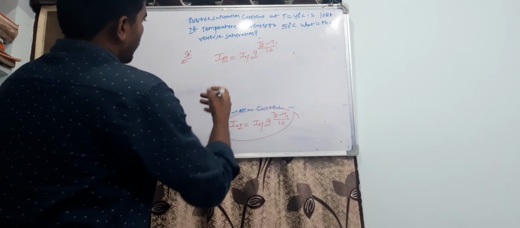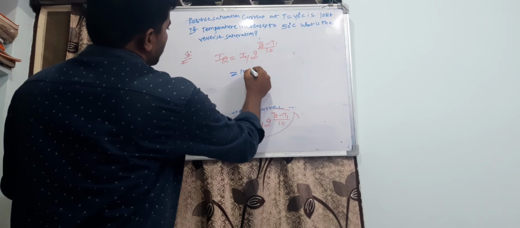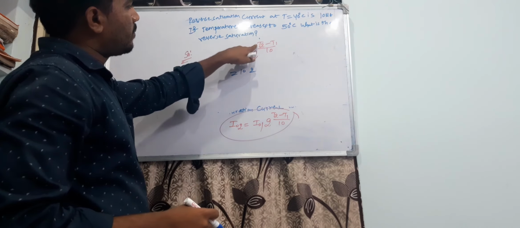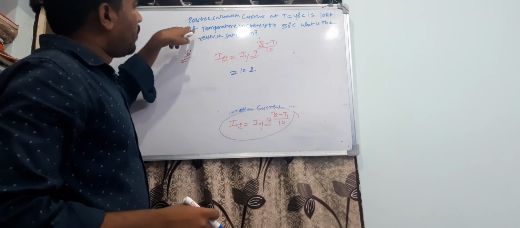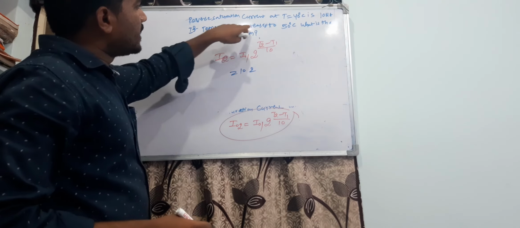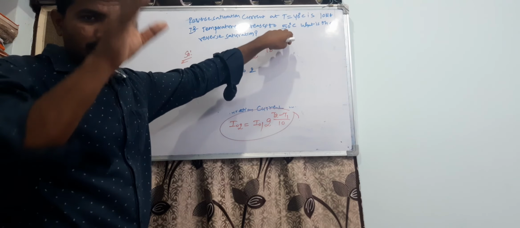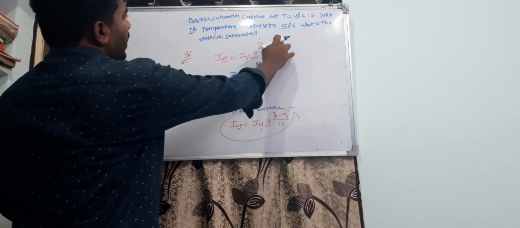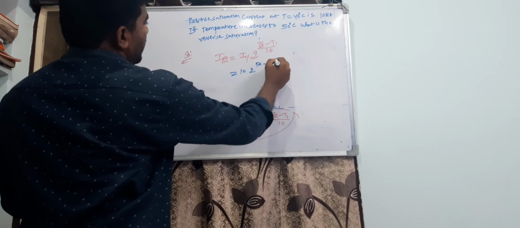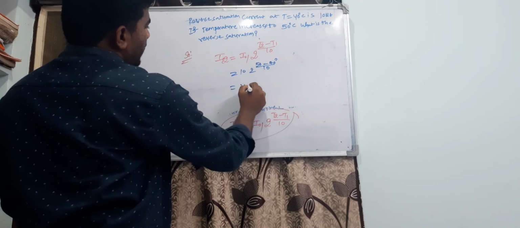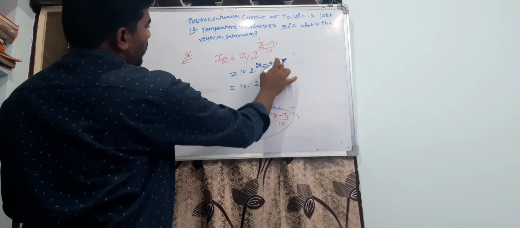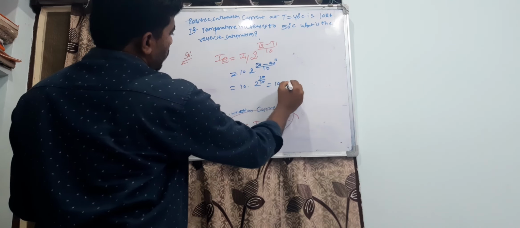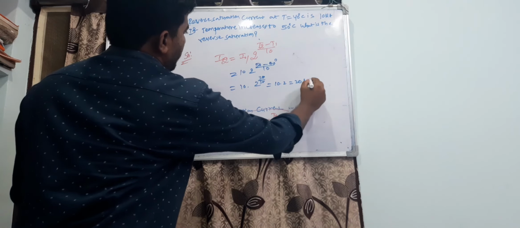That's why when I substitute this value here, this is 10 microamps into 2 power (T2 minus T1), that is final temperature minus initial temperature. What is the final temperature? If the temperature increases to 50 degrees centigrade, this is the final temperature, which means T2 is equal to 50 degrees centigrade. What is T1, the initial temperature? 40 degrees centigrade, divided by 10. So 10 into 2 power (50 minus 40), how much is it? 10. 10 divided by 10 is what? It is equal to 10 into 2, which is 20 microamps.